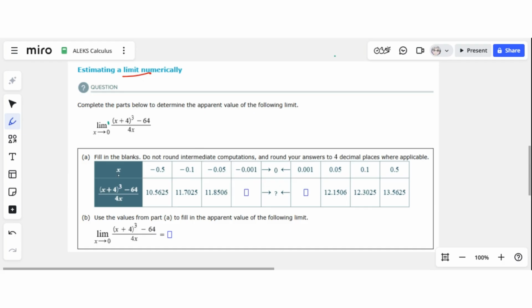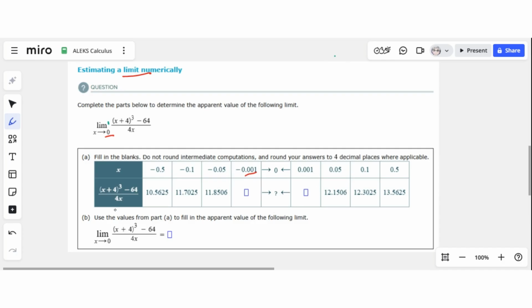So we're trying to get closer and closer to 0 because we want to figure out the limit as x approaches 0. First, this person plugged in a negative 0.5 and got a 10.5. Then they plugged in a negative 0.1, much closer to 0, and they got an 11.7. Then a negative 0.05, and they got 11.8. And now we're going to plug in a number much closer to 0, negative 0.001. That's from the left. They're doing the same thing from the right. They plugged in a 0.5, a 0.1, a 0.05, and we're going to plug in a 0.001.